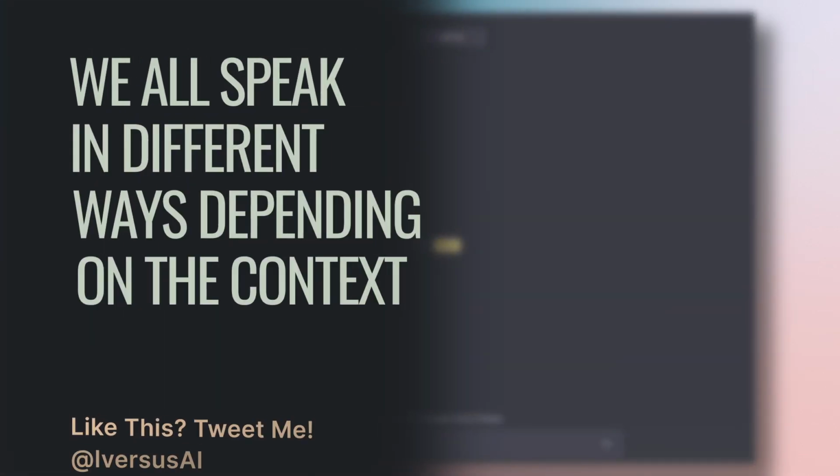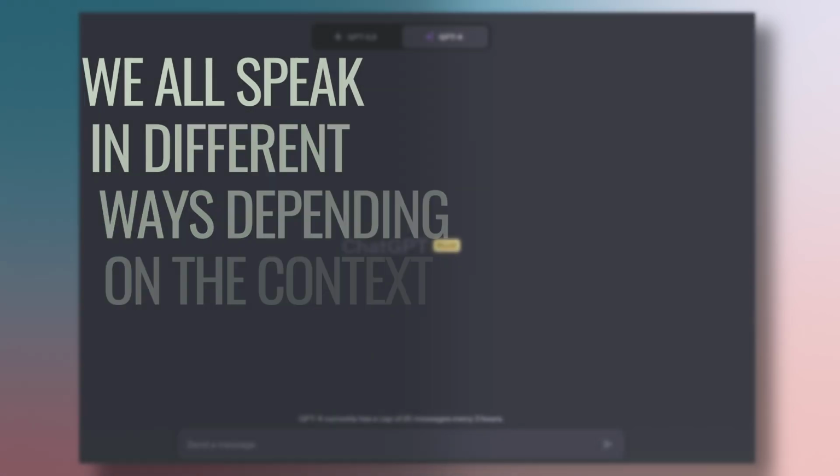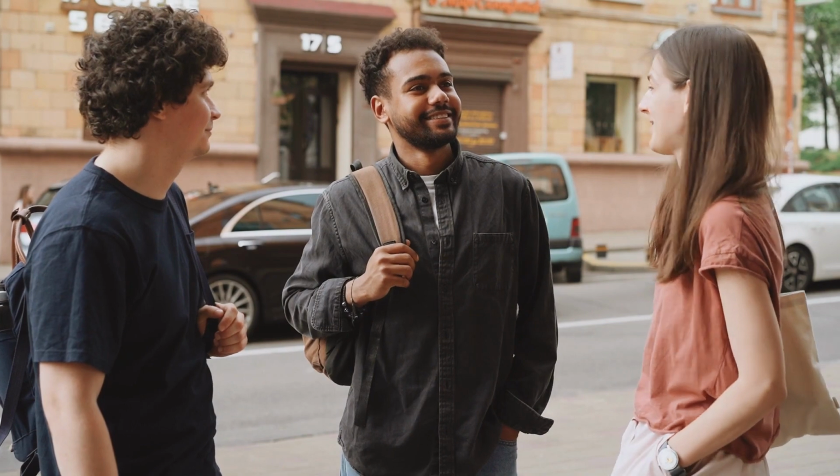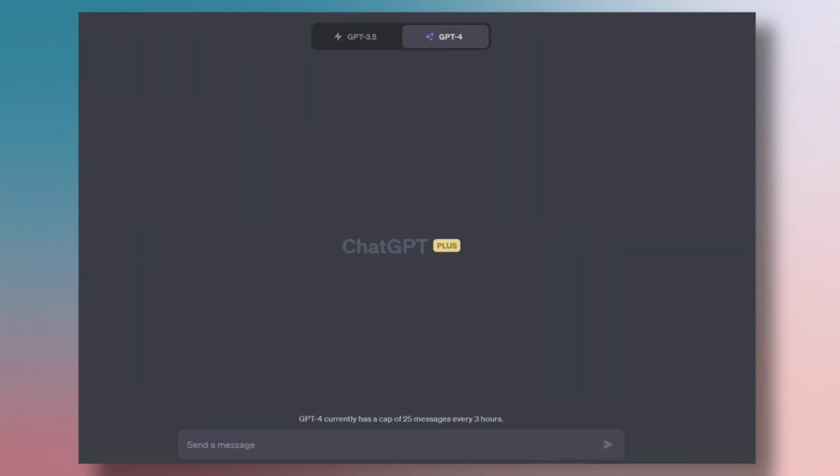The trick to understand when speaking your context is that we all speak in different ways, depending on the situation. In other words, the context. When you're talking to a friend, you're going to speak a lot differently than when you're talking at work. So in my case, I want to write a tweet about the Twitter Spaces event that I attended, and I want that tweet to sound relaxed and natural.